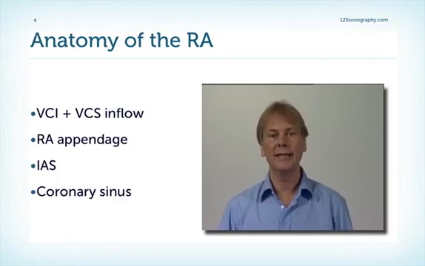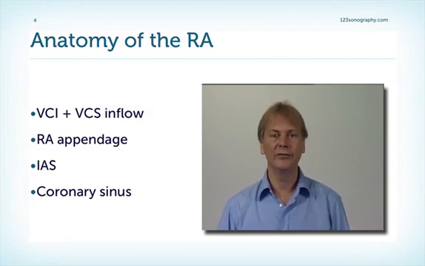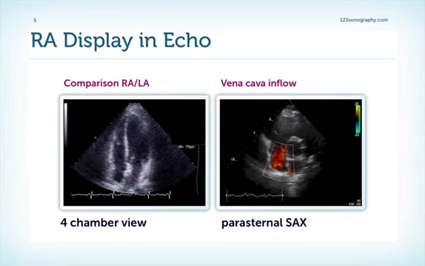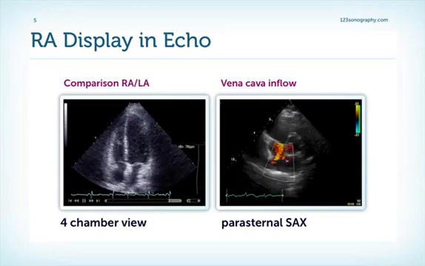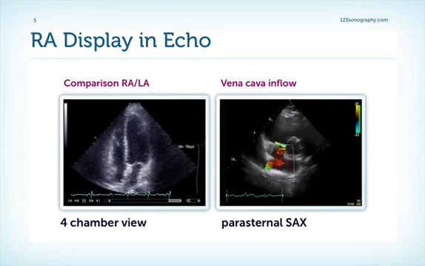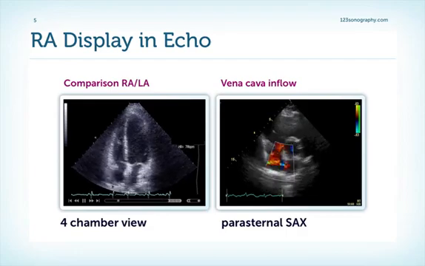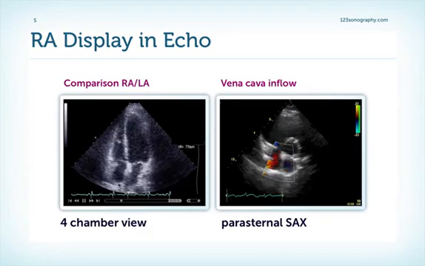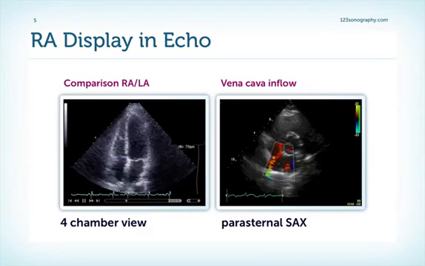Which structures are related to the right atrium? The vena cava superior, the vena cava inferior, and the inflow portion, the right atrial appendage, the interatrial septum, and the coronary sinus. When you compare the right to the left atrium in a four-chamber view, you will see that they look very similar. The right atrium is just a bit smaller than the left atrium, and it is divided from the left atrium by the interatrial septum.